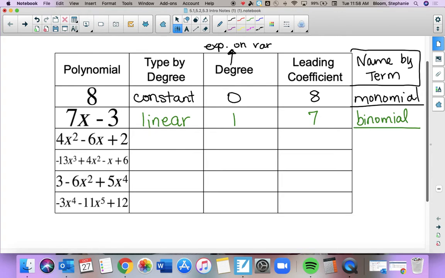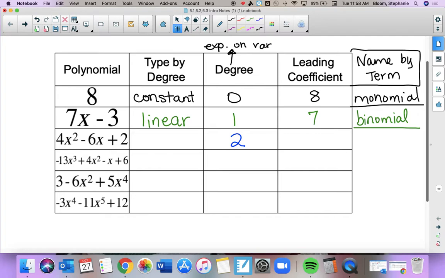All right, let's look at the next one. What's the degree on that third one, Wiley? Good. Greatest exponent on the variable is a 2. And we just finished this chapter. What's this function on a graph? If you name it by degree, somebody new. Maria. It does make a parabola.